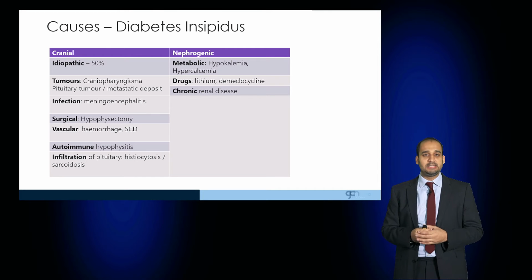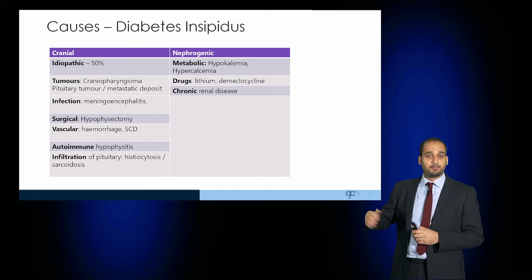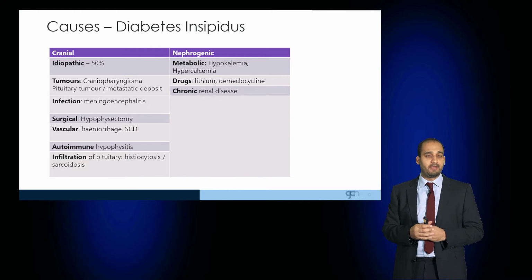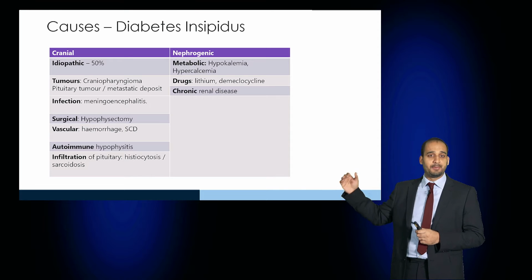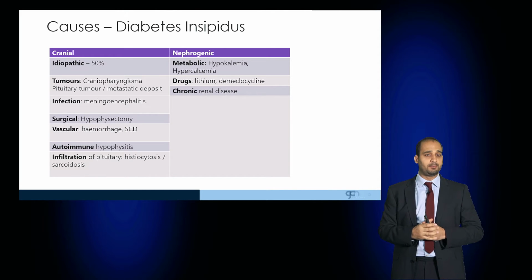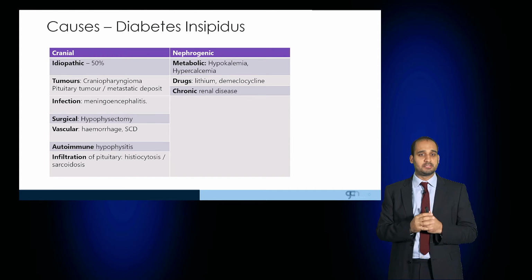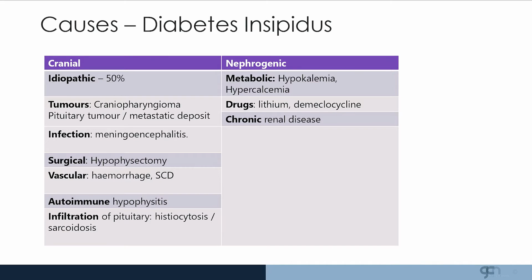The causes of diabetes insipidus, if we divide them as cranial and nephrogenic, can be idiopathic or tumours that can affect the pituitary gland, in particular a craniopharyngioma, a pituitary tumour, or a metastatic deposit. Infections such as meningoencephalitis can damage the pituitary gland. Surgery such as a hypophysectomy where the pituitary is removed, or a hemorrhage into this region, or autoimmune damage or infiltration can also result in cranial diabetes insipidus.